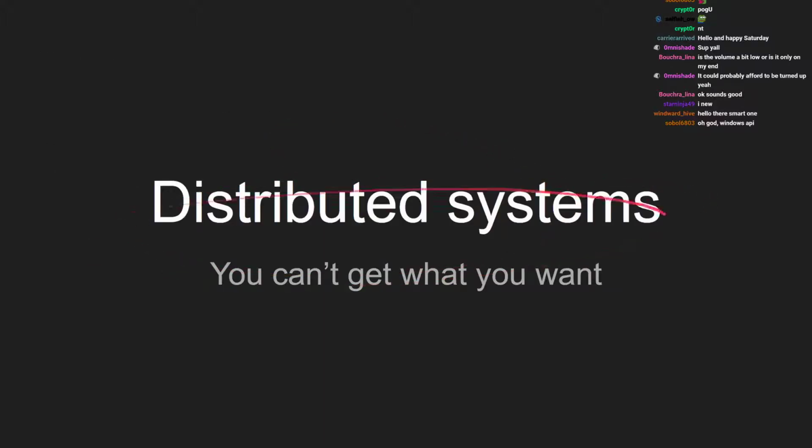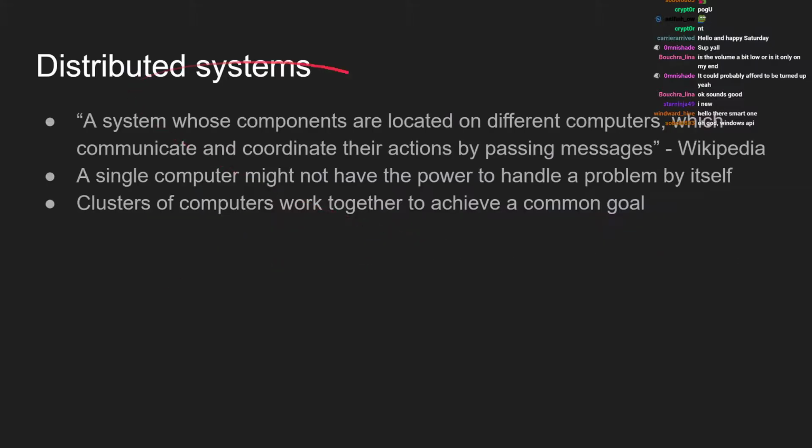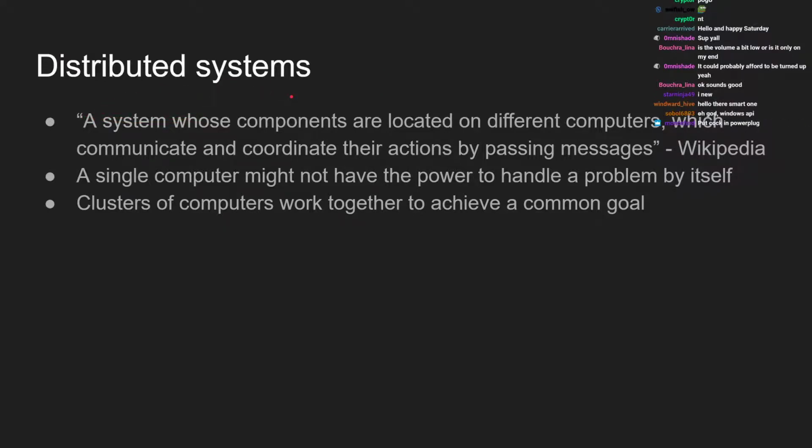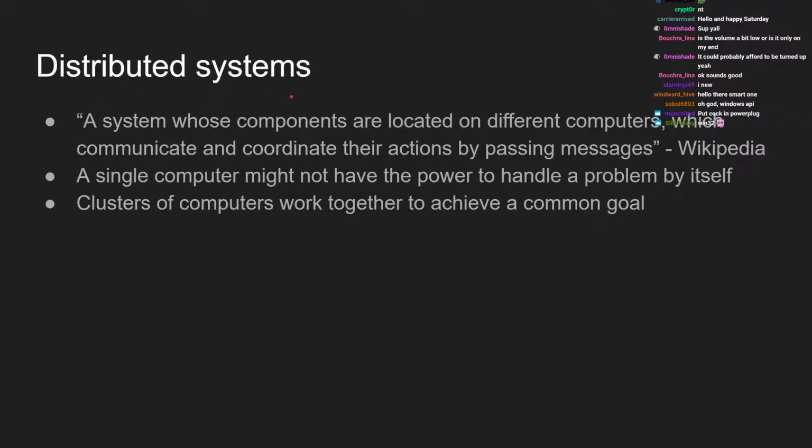Okay, so distributed systems. And distributed systems are really dumb, basically, and we'll see why. Wikipedia defines a distributed system as a system whose components are located on different computers, and each computer communicates and coordinates their actions by passing messages to each other.